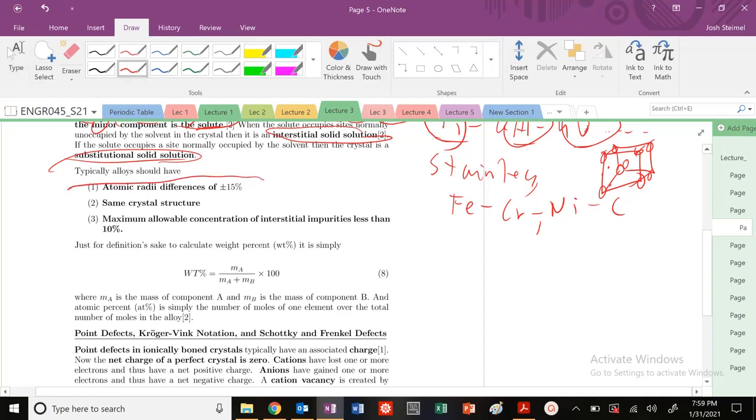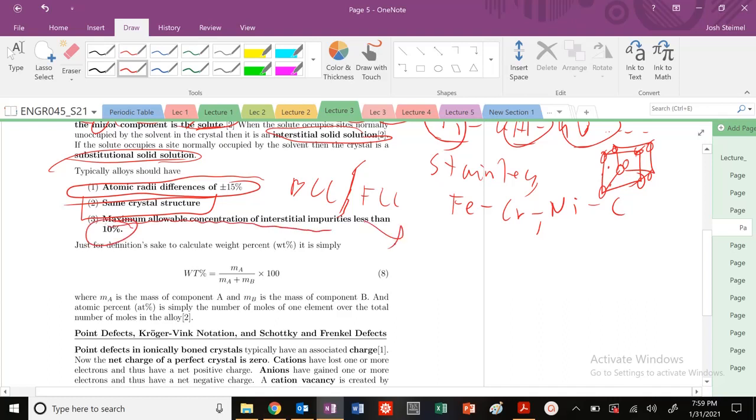Some general rules for when you're forming an alloy: the atomic radii should differ by plus or minus 15%. Ideally, you'd have the same crystal structure, so that you don't have a BCC interface on one side and an FCC interface on the other. That's not energetically favorable, so ideally you want them to have the same crystal structure. And the maximum allowable concentration of interstitial impurities is really less than 10%.